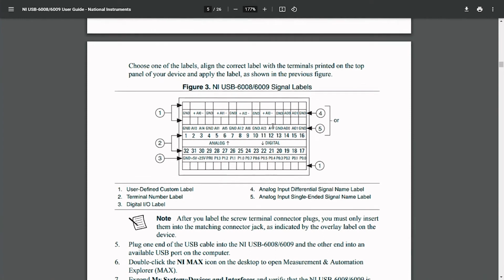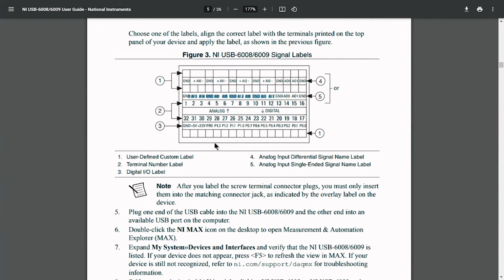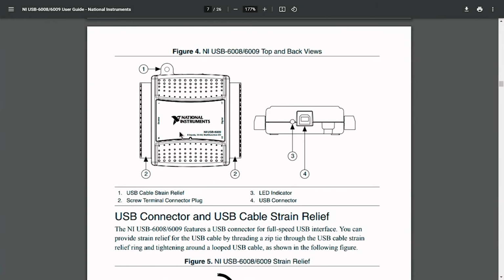So, similarly a total of 8 single ended channels can be utilized, whereas for differential input, 4 channels can be used. Then similarly for the digital, we also have different channels, starting from channel 0 to 7, a total of 8 bits, 1 byte, and P1.0 to P1.3, so a total of 4. For the counter case, we can use PFI.